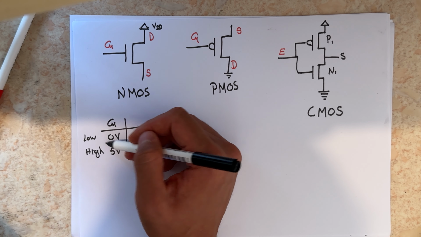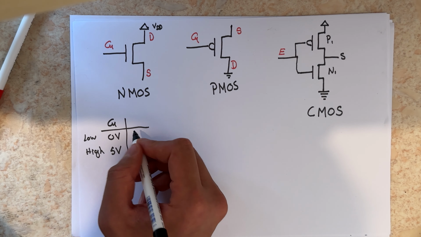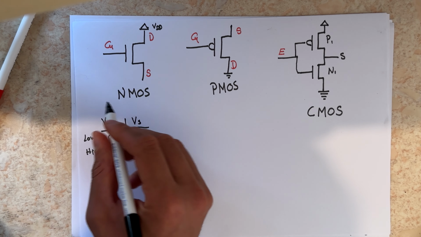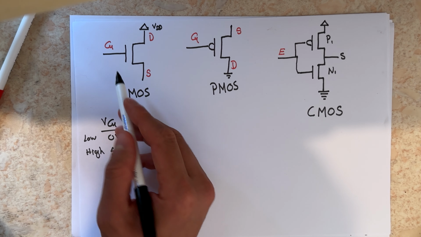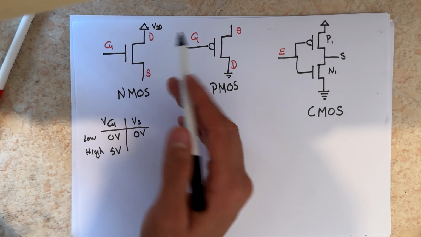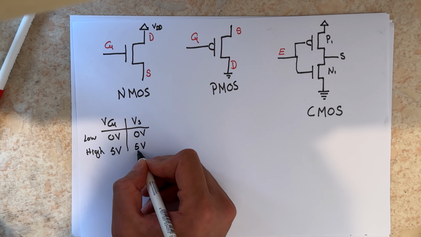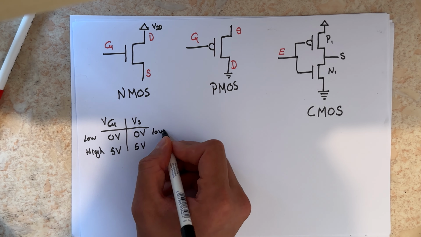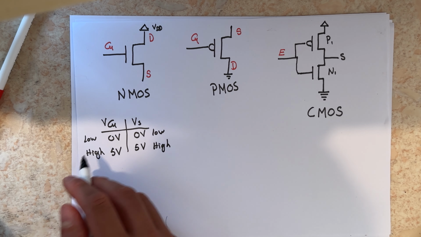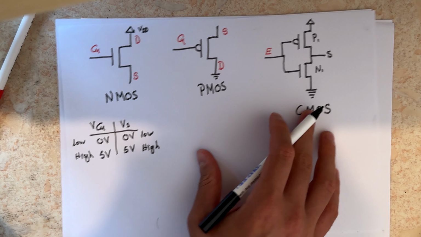So 0 volts or low is a turn off for nMOS, so the voltage at the source would be 0 volts, okay. And if you apply 5 volts in the gate, you would get the VDD, or here we assume that the VDD is also 5 volts, so low, high. So in nMOS you put low, you get low, you put high, you get high, okay.